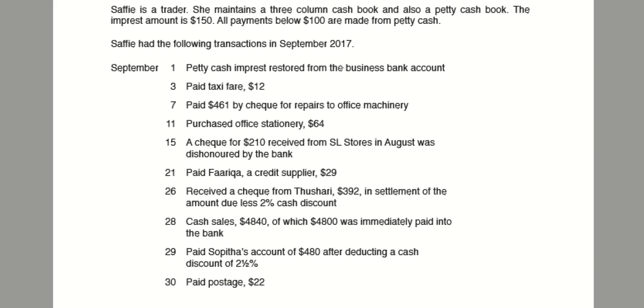Let's quickly review the question. It's a trader, and she maintains a three-column cash book and also a petty cash book with an imprest amount. So let's highlight the imprest amount is 150. The imprest amount is the starting amount, so let's make a notation here. The petty cash book should start with 150. So that's the starting amount.